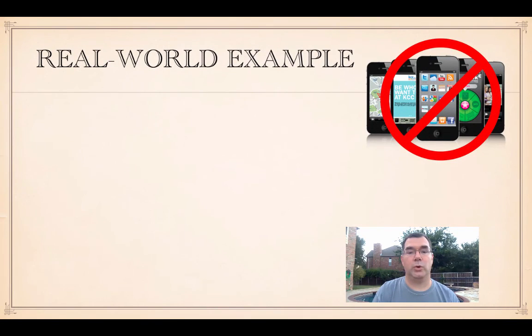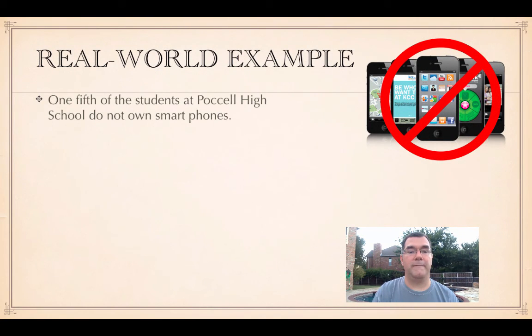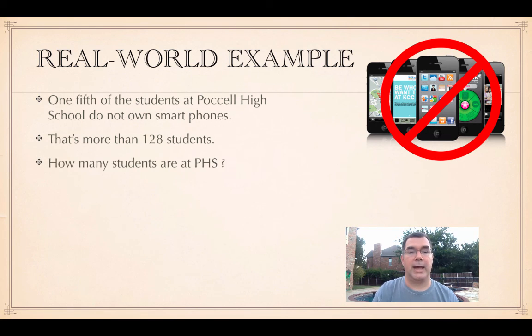Okay, so here's a real-world example. 1/5 of the students at Pockel High School do not have smartphones. That's more than 128 students. How many students are at PHS? So 1/5 of the students, I'm letting S represent the students. So 1/5 of the students is S divided by 5, or 1/5 times S. Okay, that is more than 128 students, so that is greater than 128.